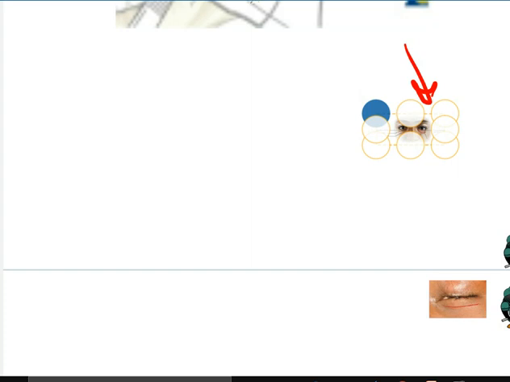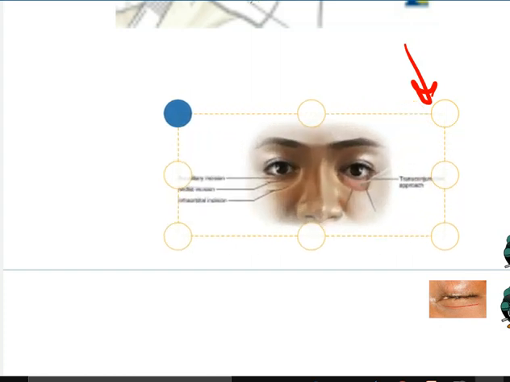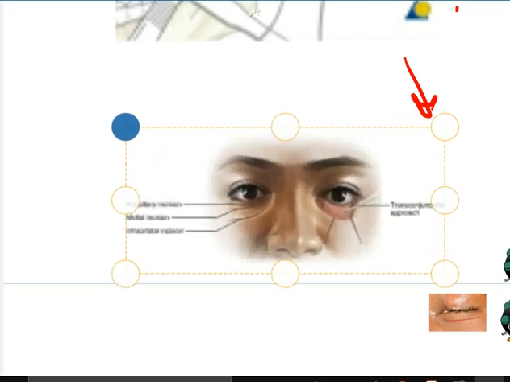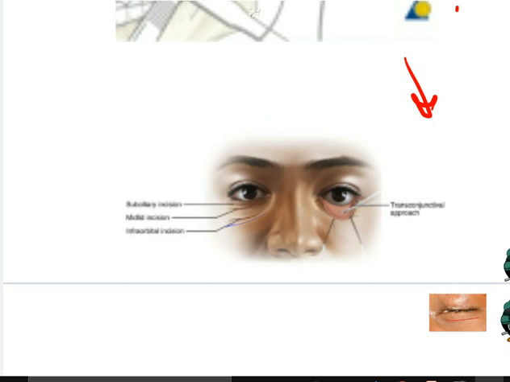Then coming to the fixation, the approaches to the inferior rim. There are basically two approaches, transcutaneous and transconjunctival. In the transcutaneous approach, there is the infraorbital approach, then the subciliary approach and the subtarsal approach. Then the other one is the transconjunctival approach, which can be done either as a preseptal approach or a postseptal approach.